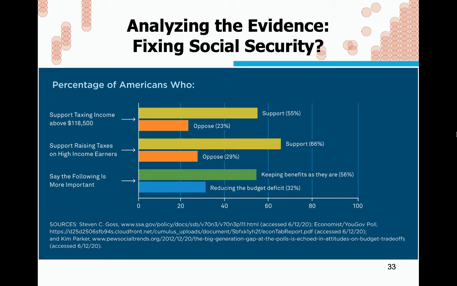Well, we could ask Americans, and that's what this data does, U.S. citizens here, percentage of citizens who support taxing incomes of over $118,000. It might not be a bad idea, and a majority of us seem to support this. Support raising taxes on high-income earners. That's probably the easiest way to fix the problem and ensure the solvency of the Social Security system.